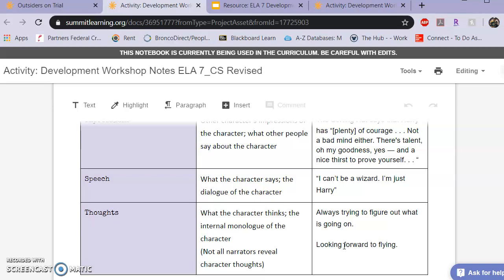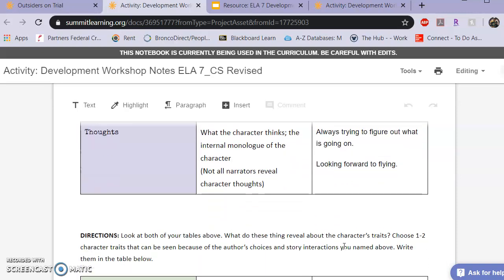Sometimes you will just read and not know what the character's thinking, and it'll be a surprise when they do something. But the thoughts of Harry are that he's always trying to figure out what's going on. This shows how smart he is and how he's trying to work things out. And I know at one point in the book he's looking forward to flying, and he was very excited to try it. This might be because he was brought up by his aunt and uncle, living in a cupboard under the stairs. So he wants to find any reason to get away from the world, and flying is a good way to do that.